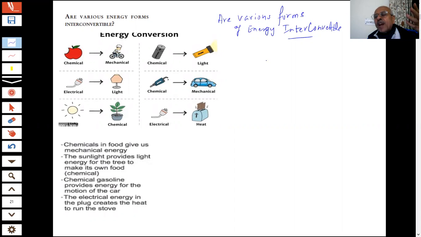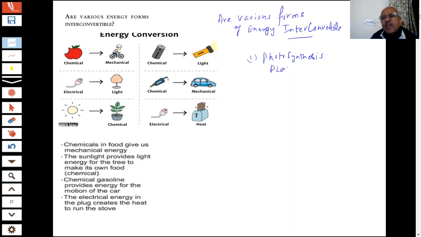You know the reaction of respiration: glucose plus oxygen gives carbon dioxide, water, and heat energy, students. You see the photosynthesis, students. You have experienced photosynthesis. Photosynthesis, students, what happens?